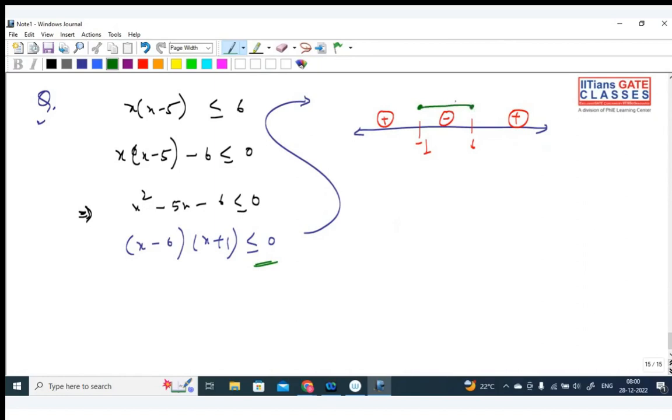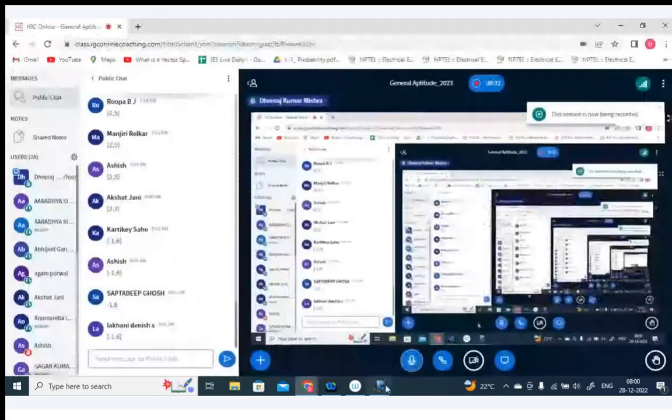So how many of you understood this? Yes, perfect, guys. x belongs to minus 1 and 6.